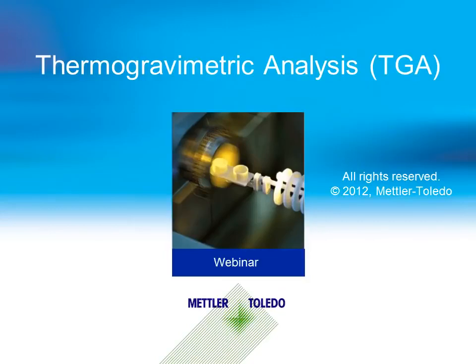Ladies and gentlemen, welcome to this seminar on Thermo-gravimetric Analysis, or TGA as it is usually called. TGA is a technique frequently used in thermal analysis. Its main use is to characterize materials by measuring their change in mass as a function of temperature.